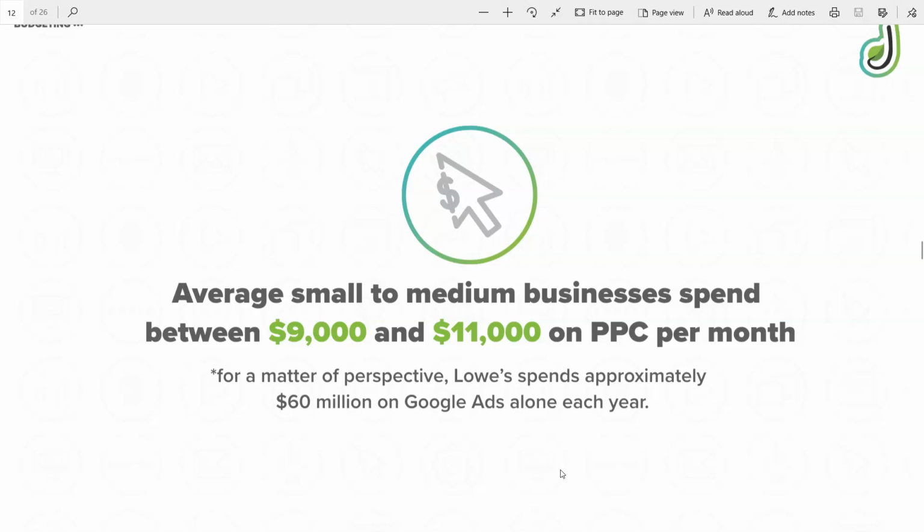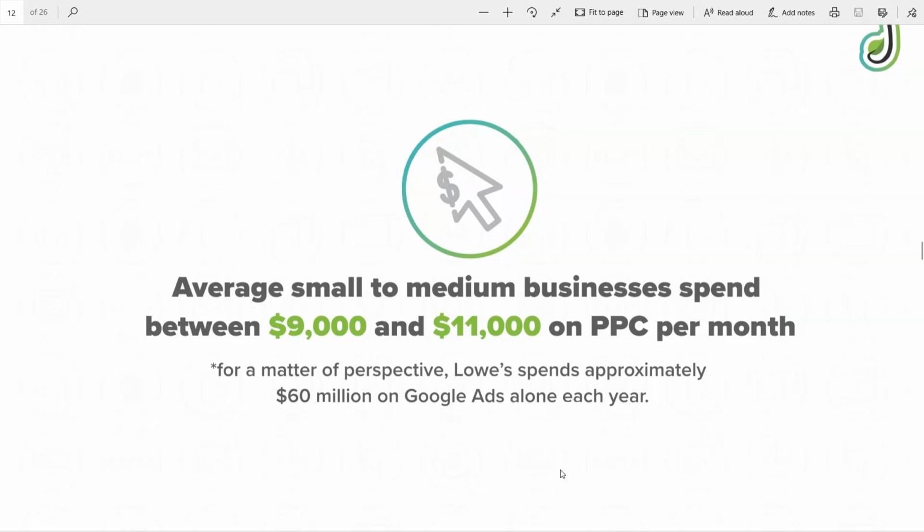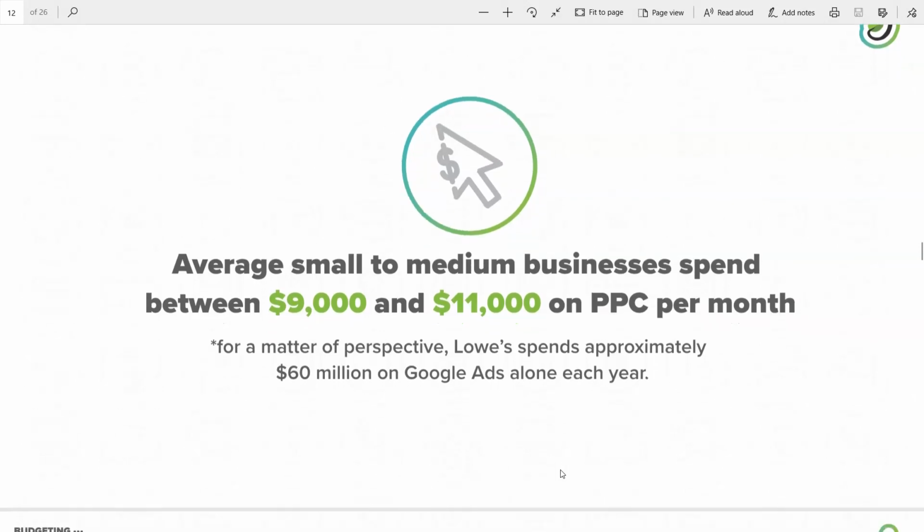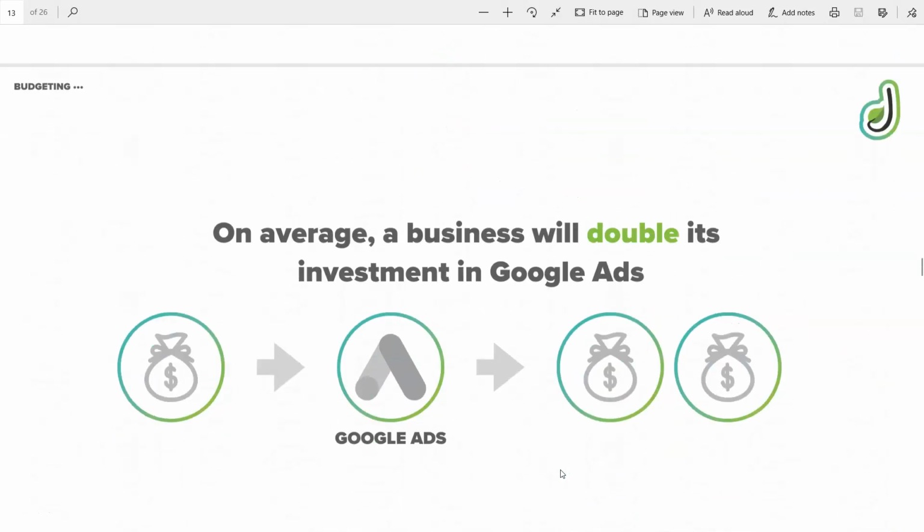And I put a little note in here just to kind of put it in perspective. Lowe's, for example, they spend about $60 million on Google Ads alone each year. So just to kind of put that in perspective of how much can actually go into this, it sounds extremely high, and there's a little bit of sticker shock to it. But once you realize what the return can be, it ends up being extremely worth it.